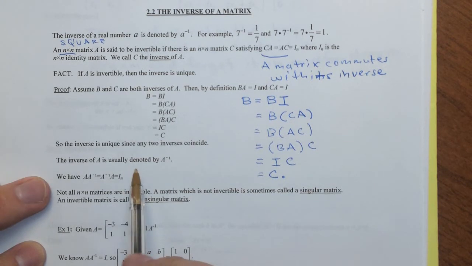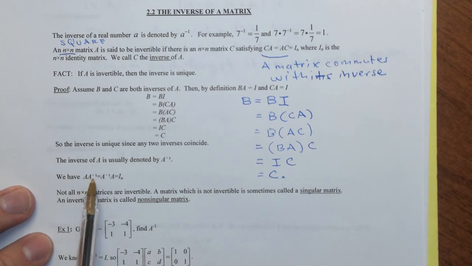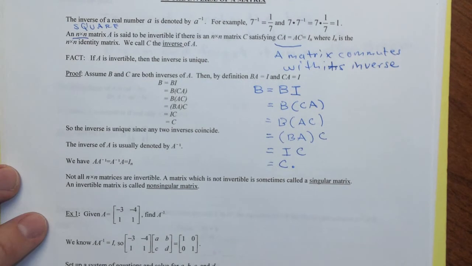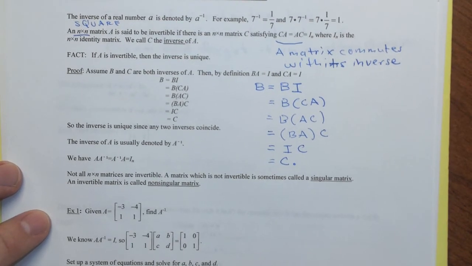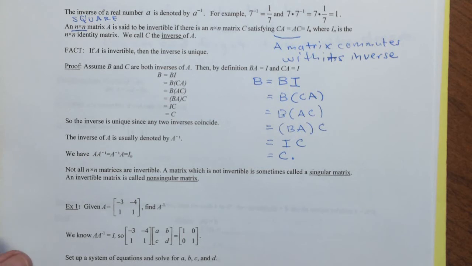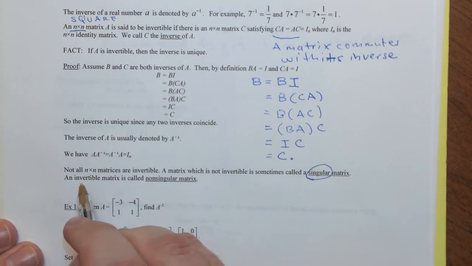So we denote the inverse, as I said, A to the negative first. We have that A inverse A is equal to A A inverse, and both products are the n by n identity matrix. Not all n by n matrices are invertible. A matrix which is not invertible is sometimes called a singular matrix. An invertible matrix is called a non-singular matrix, although generally speaking we will use the term singular to contrast with invertible.